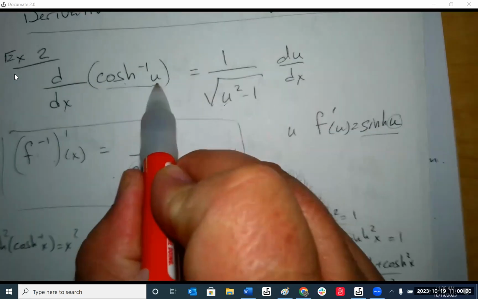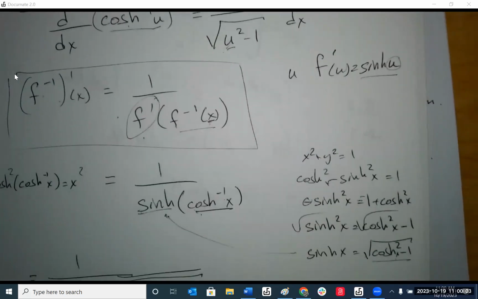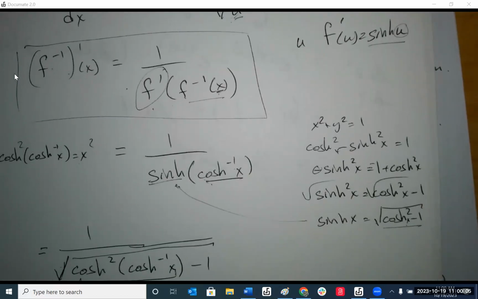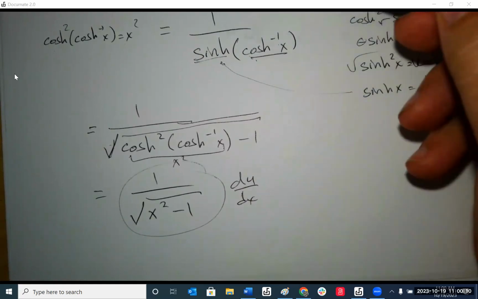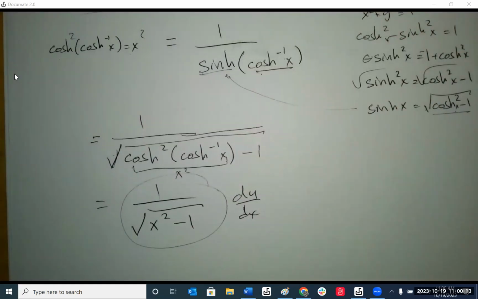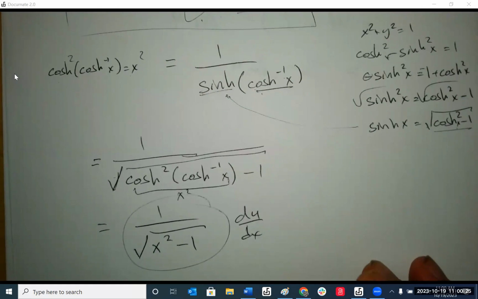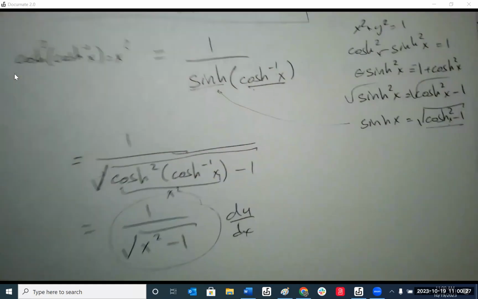Well, this is u, but if we just did u's then we'd have to have the du dx on the other side. But I did all these with respect to x. That one is not a fun one. Let's do that.